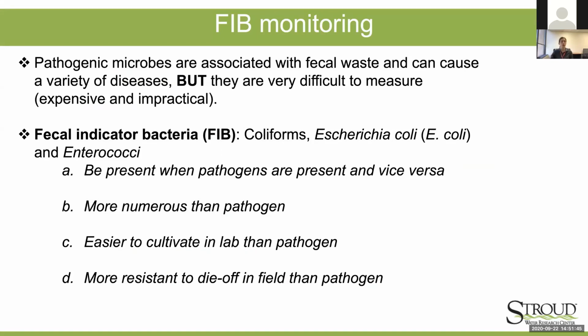So these are coliforms, E. coli, and enterococci. And to be a good indicator, these groups should meet the following criteria. They should be present when the pathogens are present and vice versa. They should be more numerous than the pathogen, easier to cultivate in the lab, and they should be more resistant to die off in the area of the water that's being tested.